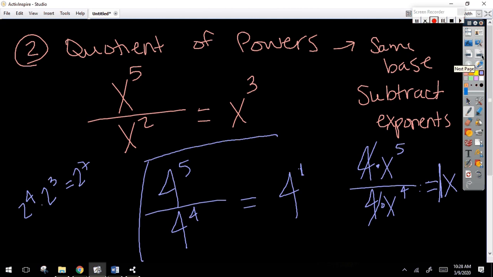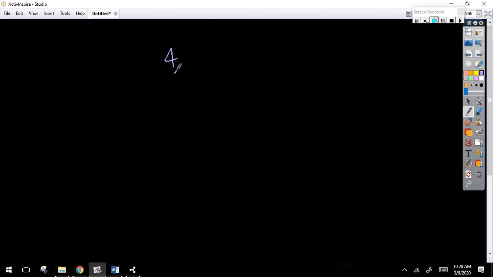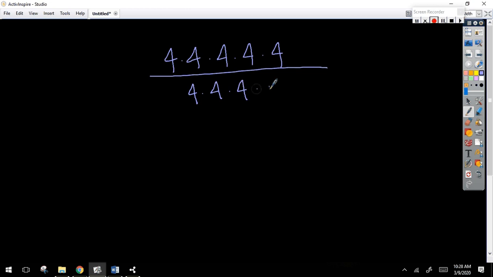Think about it like this. If it was 4 to the 5th, that's the same thing as 4 5 times, right? And on the bottom, that's 4 how many times? 1, 2, 3, 4. It leaves me 1 4 up top. So if there's an X, that's when you can put it in there. But if there's no X, then you leave it alone.